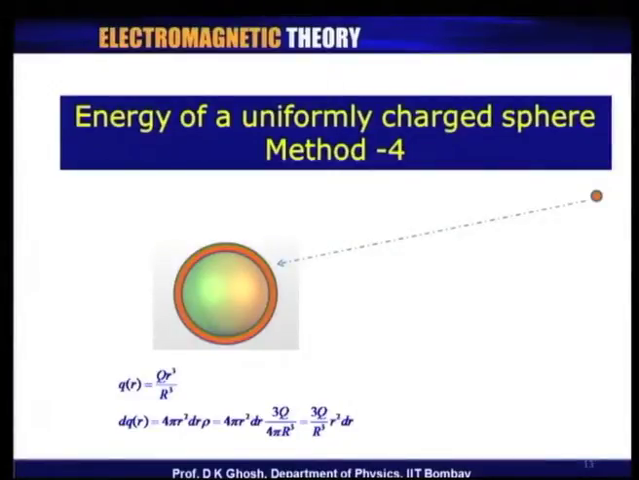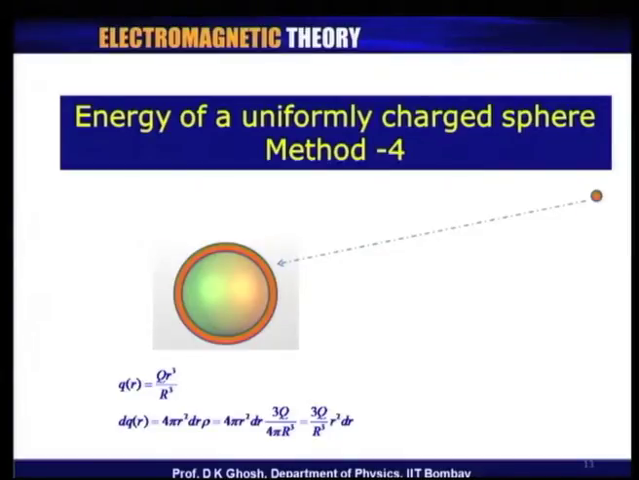You notice that I had a sphere which had a radius small r. As a result, it already had a charge which is q of r, and I know that since the total final charge will be capital Q, the amount of charge q as a function of r is q of r equals capital Q times small r cube by capital R cube.